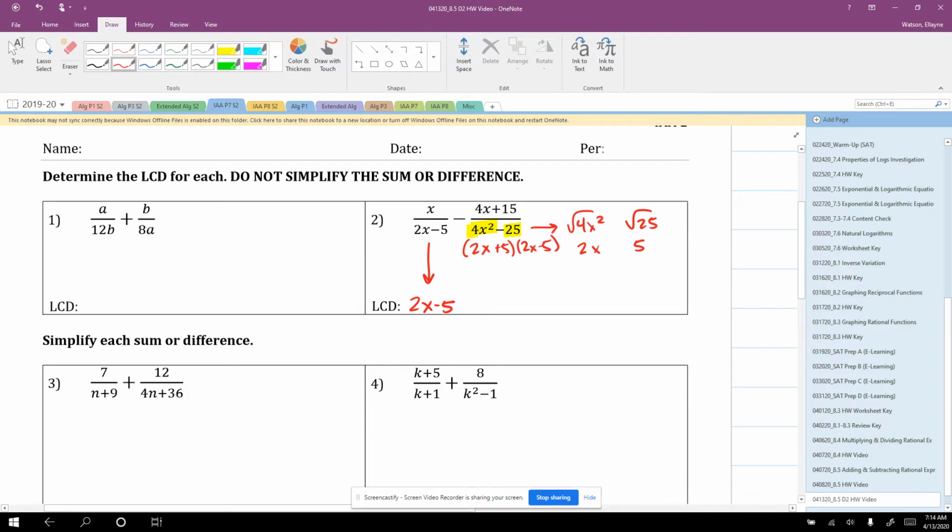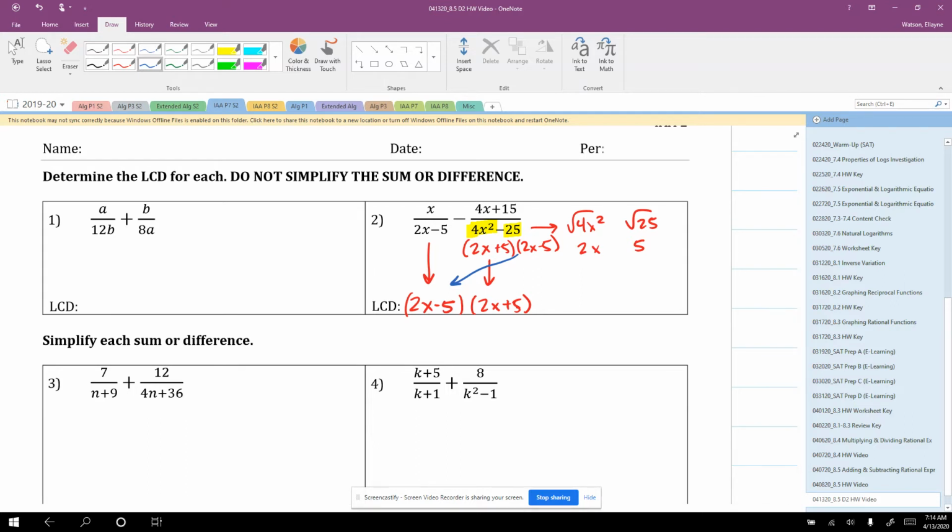Okay, and you can check that. You can multiply that out and distribute it and make sure you get the same thing. So I need a 2x plus 5 in my LCD. So I have a 2x plus 5. And then I need a 2x minus 5. Well, I already have a 2x minus 5. I don't need another one. Okay, and that's how I get my LCD.